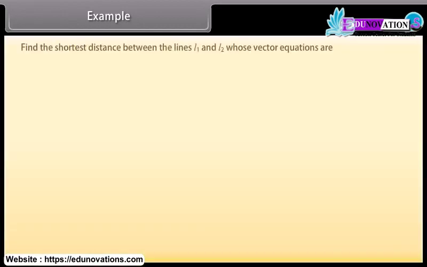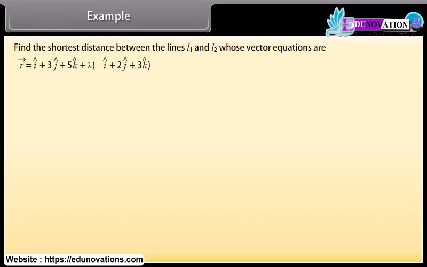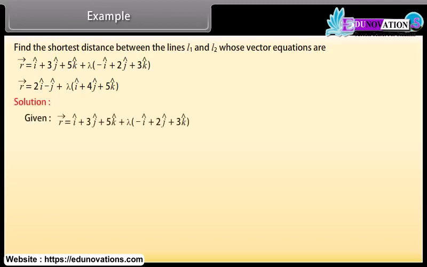Example. Find the shortest distance between the lines L1 and L2 whose vector equations are vector r equals i cap plus 3 j cap plus 5 k cap plus lambda times (minus i cap plus 2 j cap plus 3 k cap), and vector r equals 2 i cap minus j cap plus mu times (i cap plus 4 j cap plus 5 k cap). Solution. Given the two vector equations.